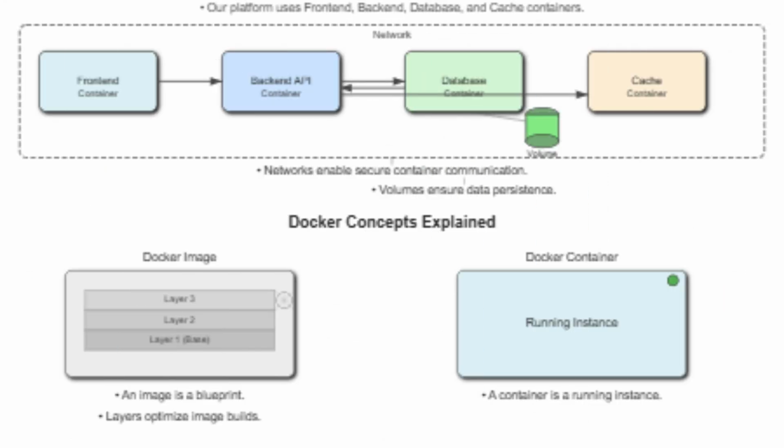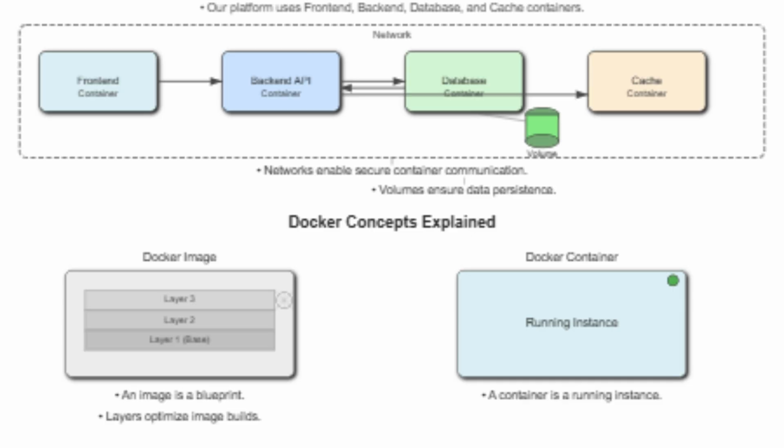Let's look at how these concepts apply to our AI quiz platform. Our application is a perfect example of a multi-service architecture broken down into 4 distinct containers. We have a front-end container for the user interface, a back-end API container handling quiz logic and AI integration, a PostgreSQL database container for data storage, and a Redis cache container for session data and leaderboards. Each of these lives in its own isolated environment.